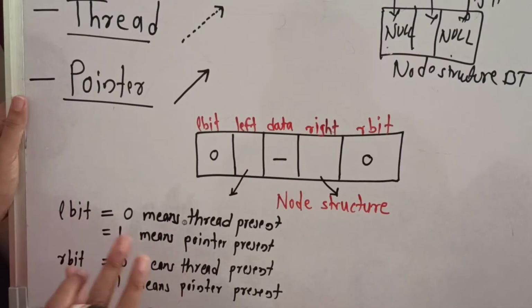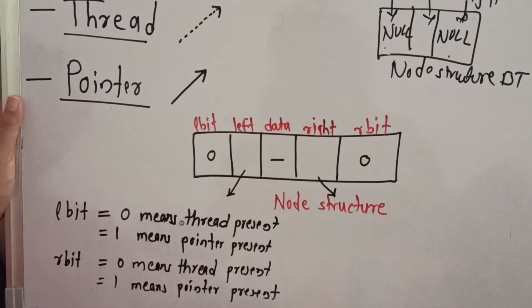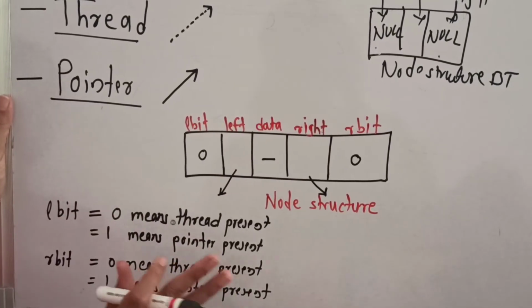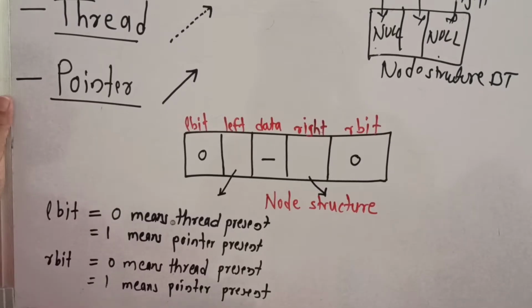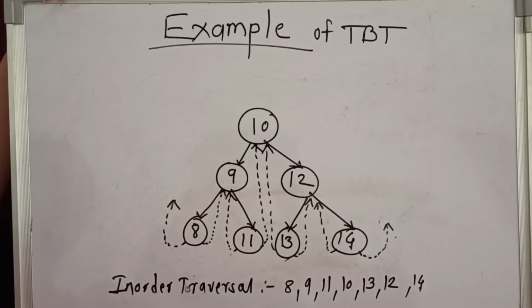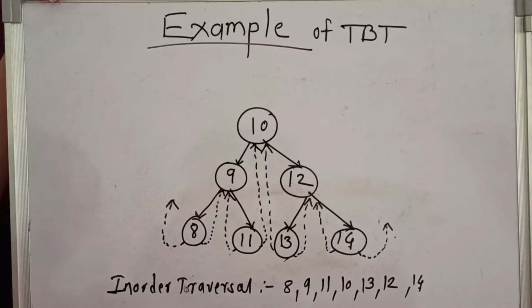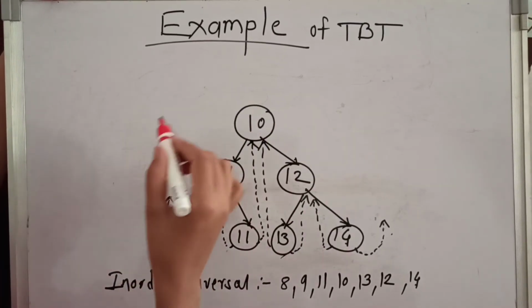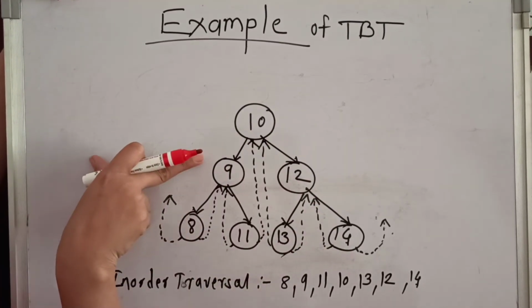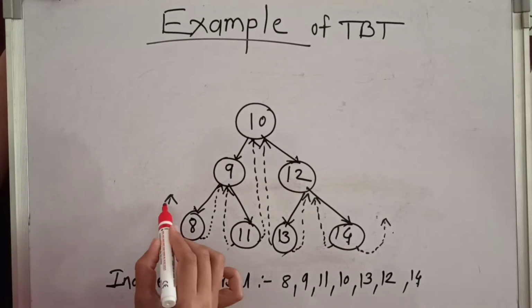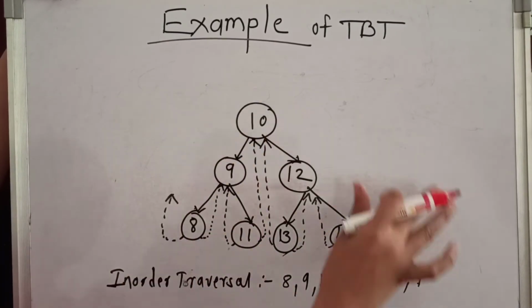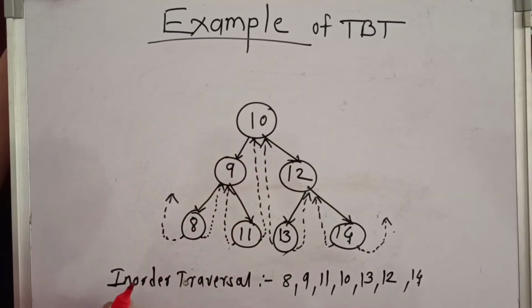So now we will take one example, then I will again explain to you the detailed concept of the threaded binary tree. Now we will see the example of the threaded binary tree. If you see here, I have drawn one binary tree and I have shown the threads there also. So this is the example of the threaded binary tree.